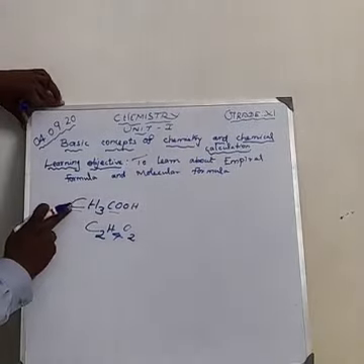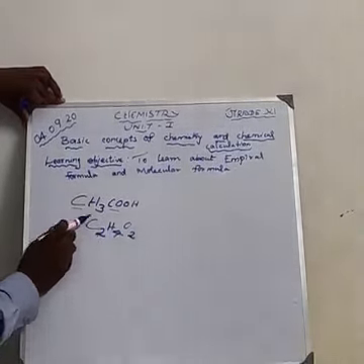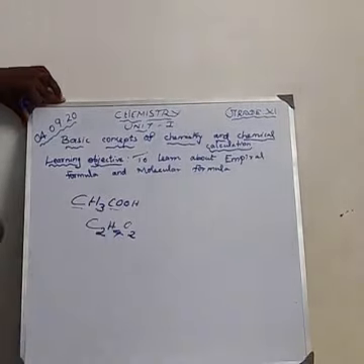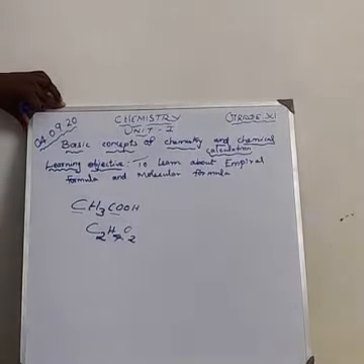That is, count the carbon: 2 carbon, so C2. Hydrogen how much? 3 plus 1, 4. And oxygen 2. This is the molecular formula for acetic acid.